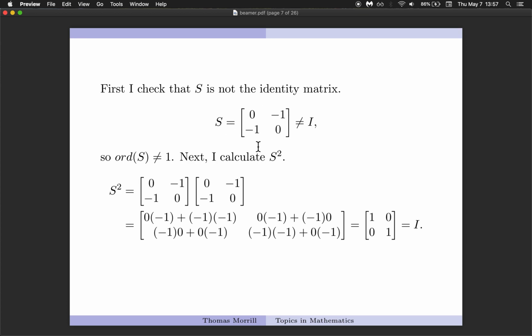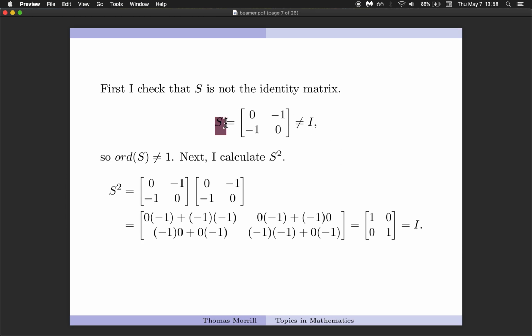Here I've copied the coordinates of S. S has coordinates 0, -1, and -1, 0. And I want to check that S is not the identity matrix, right? So this I, that's a pronoun, that's me, and this I is the identity matrix 1, 0, 0, 1. Is this matrix the identity matrix? No, it is not. It has completely different coordinates, so we don't have to worry about that.